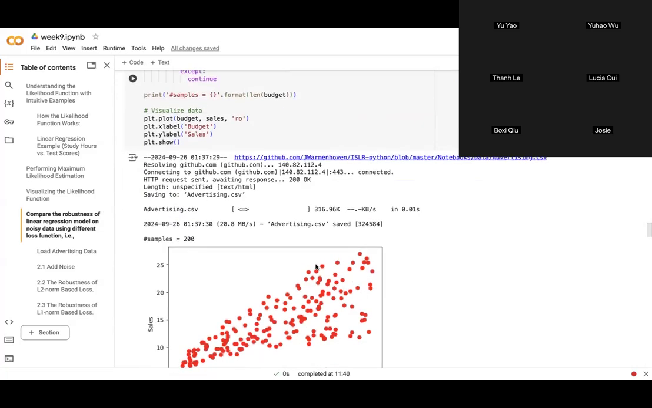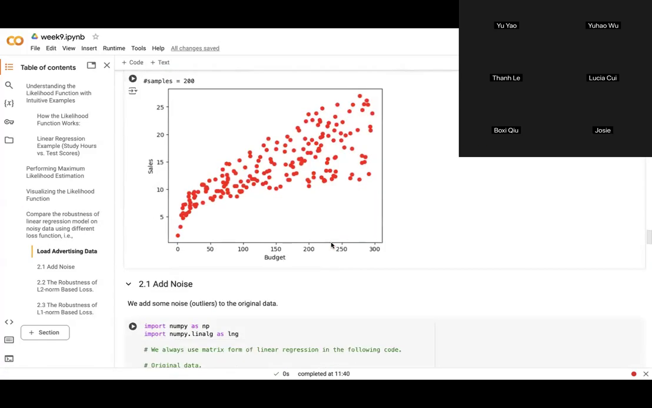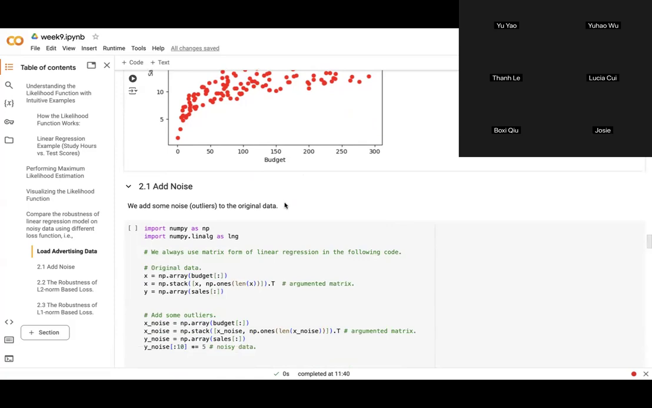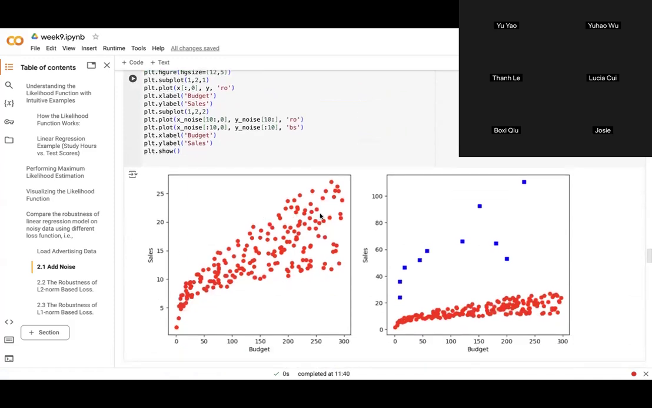Okay. The first thing is just loading some data from the website. Okay, this is our loading data. We have the independent variable, budget, and the dependent variable, sales. So this is like X and Y. This is our given data set. And for this part, it's about adding some noise. This is the original data set, and the right plot is with some noise added. The noise is the blue dots.